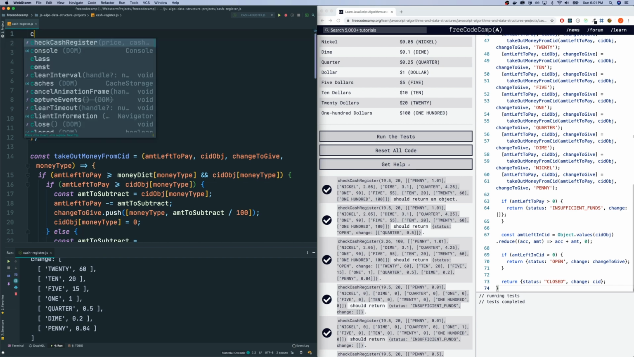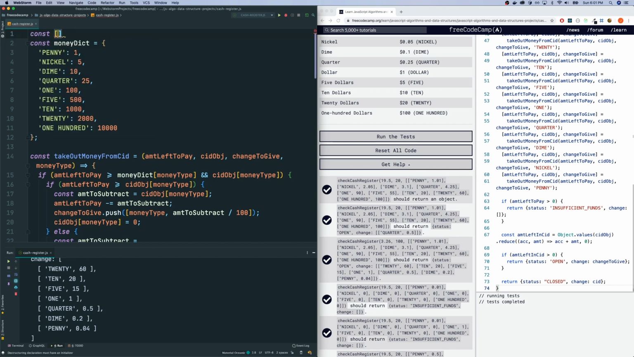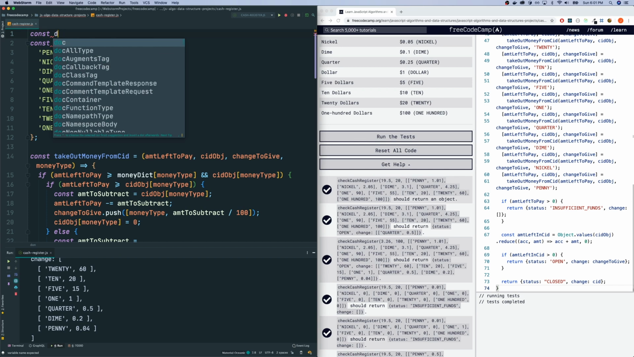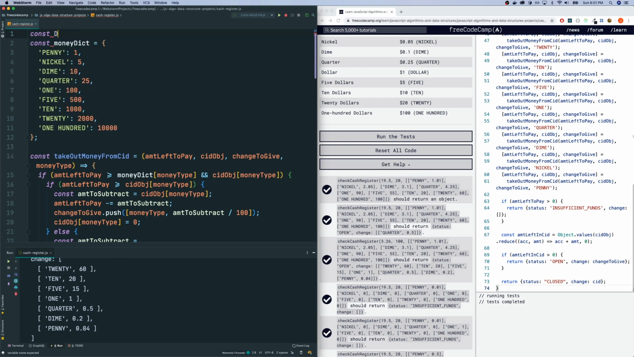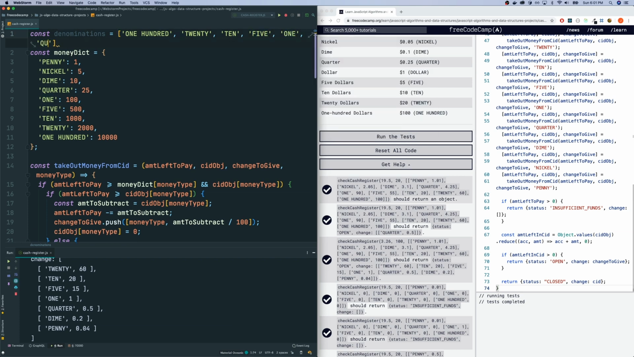Above our money dictionary, I'm just going to define denominations. So const, and I'm going to make this capital because it's going to be, no, we'll just use lowercase, denominations. And I'm just going to hard code, starting with 100, the highest value first, 100, 20, 10, 5, 1, quarter, dime, nickel. Make sure you write everything correctly, penny.